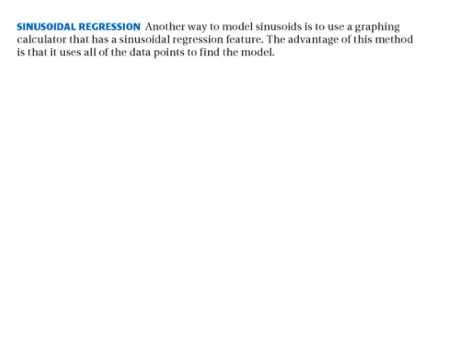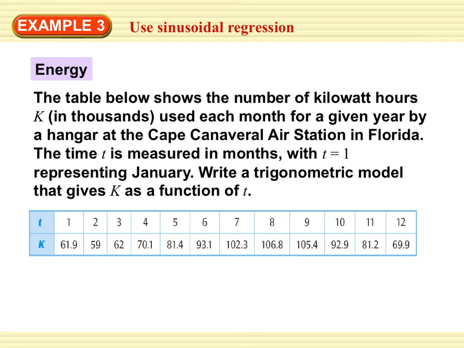All right, moving on. Sinusoidal regression. Another way to model sinusoids is to use a graphing calculator that has a sinusoidal regression feature. The advantage of this method is that it uses all of the data points to find the model. So the table below shows the number of kilowatt hours, K, in thousands used each month for a given year by a hangar at the Cape Canaveral Air Station in Florida. The time T is measured in months, with T equals 1 representing January. So that's January. Write a trigonometric model that gives K as a function of T.